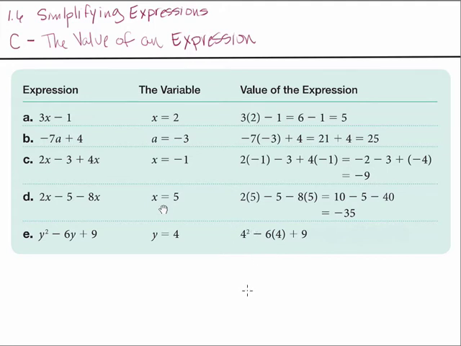We're going to be talking about exponents in a lot more detail later on in the course. For now, just recall that 4 to the power of 2 just means 4 times itself 2 times. So this piece right here means 4 times 4. And I must do this before I do multiplication or addition or subtraction. So 4 squared is 16 minus 6 times 4 is 24 plus 9.